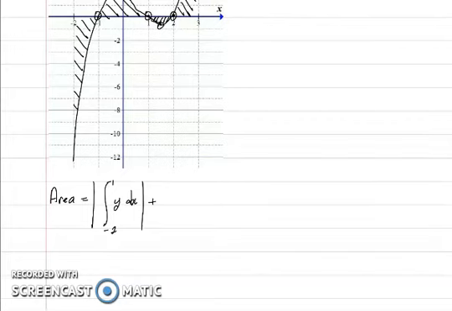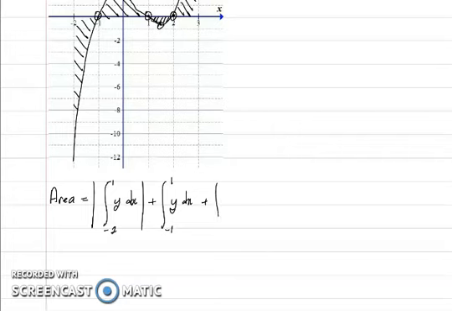All right, so plus now the integral of y with respect to x from x equal to -1 to x equal to +1. That part is above the x-axis, so we don't need any mod.